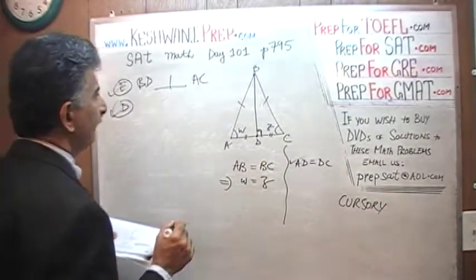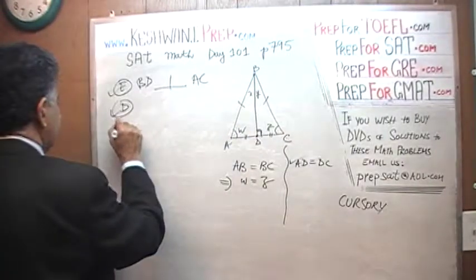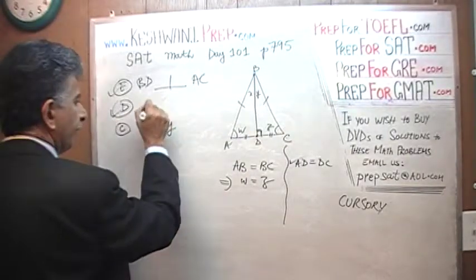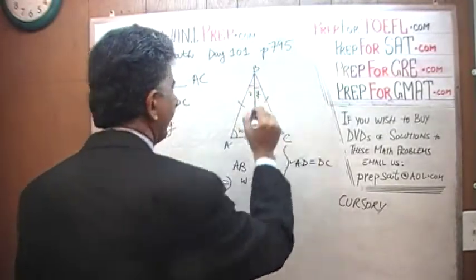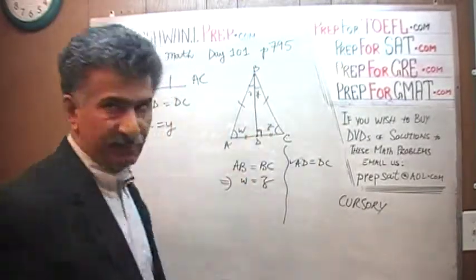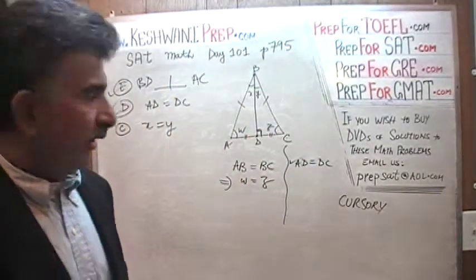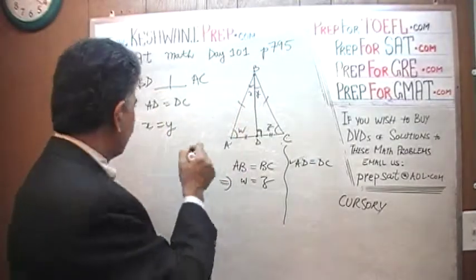X equals Y. Where is X and Y? X and Y. X equals Y. That is also true because of the fact that the line BD bisects it, which means it cuts in half. So not only does it cut AC in half, but it also cuts this angle B in half. X equals Y. That is true.